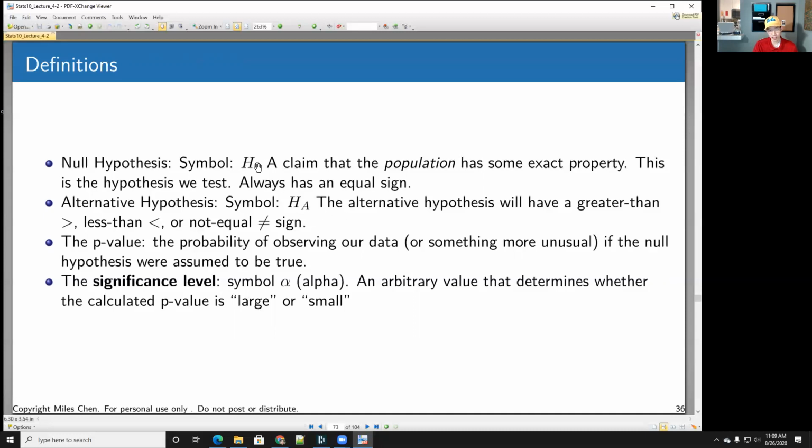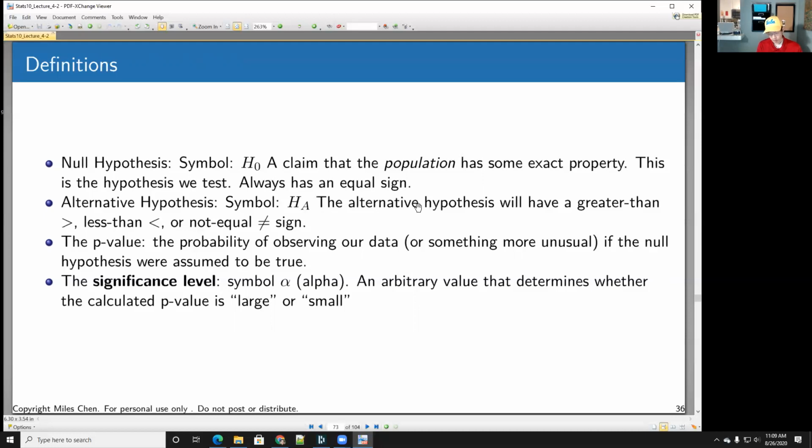Sometimes we call this H0 and H1, okay? But the alternative HA is going to have either a greater than sign, a less than sign, or a not equal sign, okay? The alternative hypothesis is actually going to look very similar to the null hypothesis, except we're going to replace the equal sign in the null hypothesis with either a greater than sign, less than sign, or not equal sign, okay? And what we use depends on how the question has been written, okay?